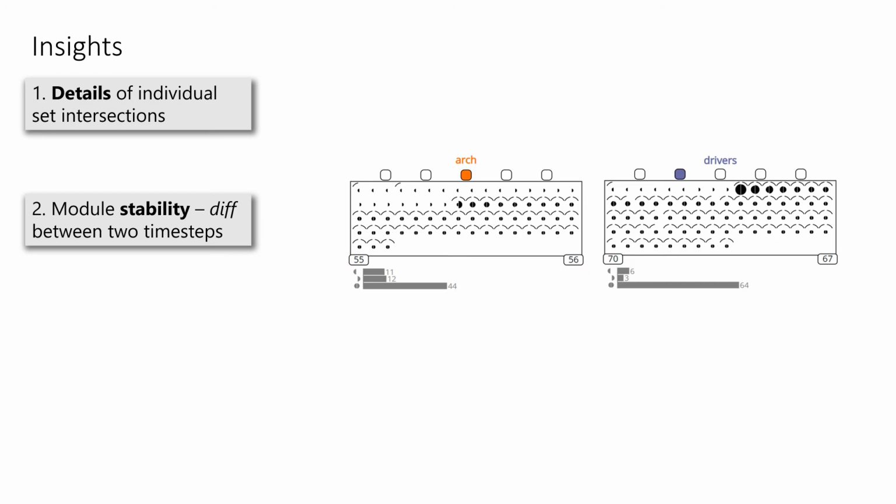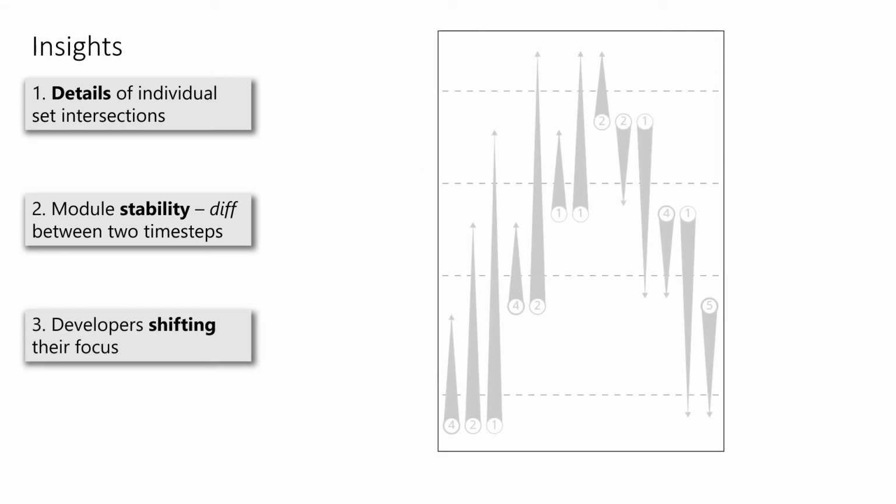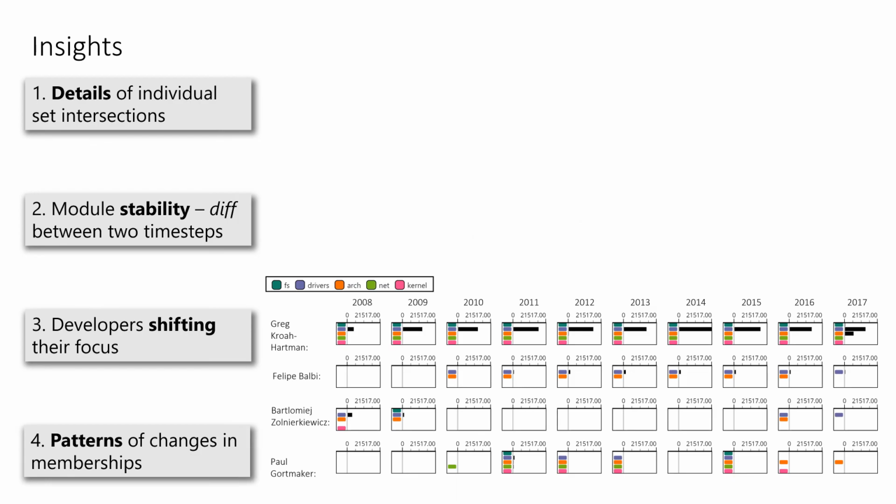In contrast, the drivers module has the most significant number of developers who contributed in both time steps. Hence, across the 2 time steps, the drivers module was more stable in terms of developer contributions. Remaining on the diff view, we see many edges going up and down, indicating the shifting focus of developers. Upward edges indicate that developers contributed to more modules than before and vice versa for downward edges. The edge from layer 2 to the first layer indicates that 5 developers narrowed their focus to only one module.